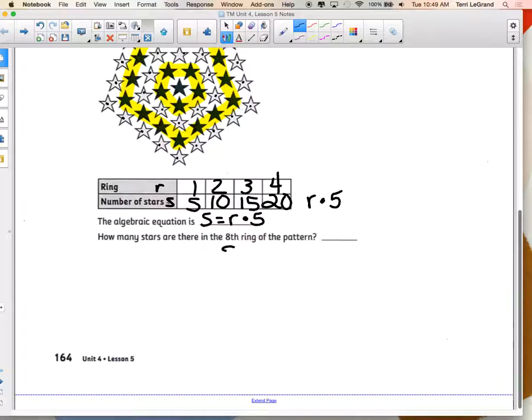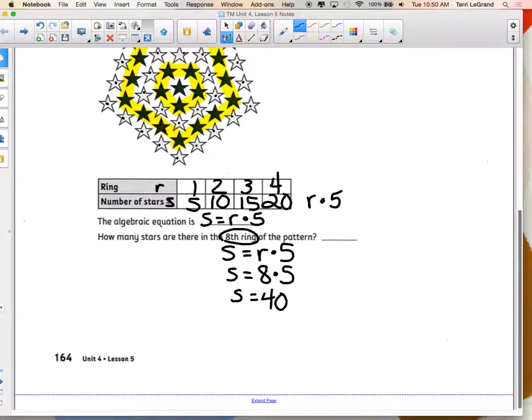Okay, so we're going to write down our equation first. S equals R times 5. And where are we going to put this information in? Is that going in for S or for R? That's the ring number, so we're going to put it in for R. So 8 times 5. So what's our S equal? Harley? 40. 8 times 5 is 40.